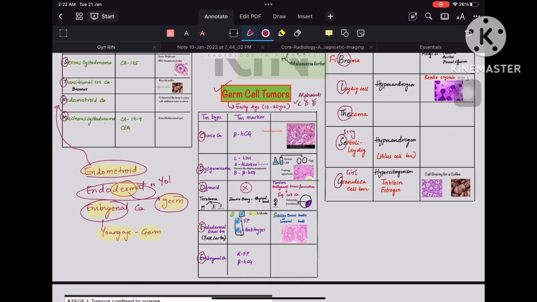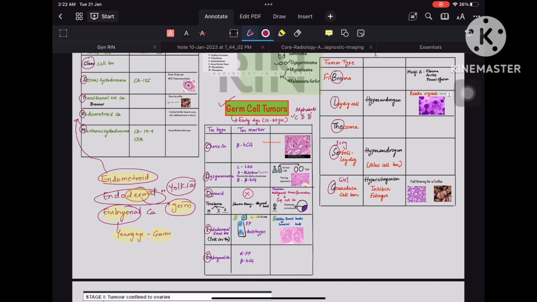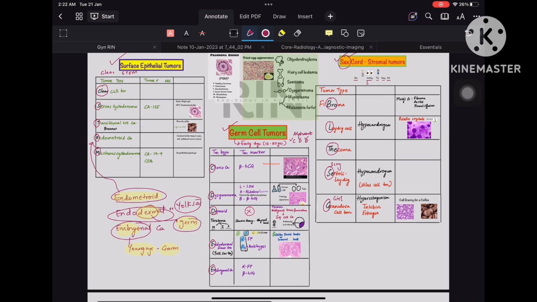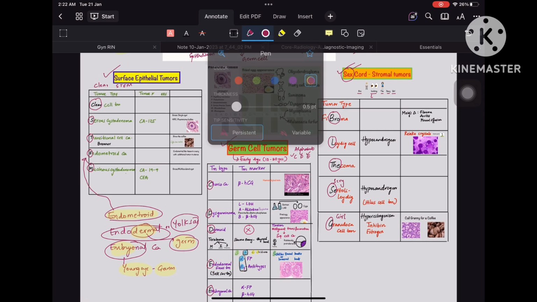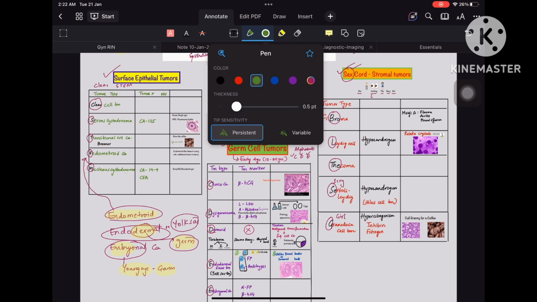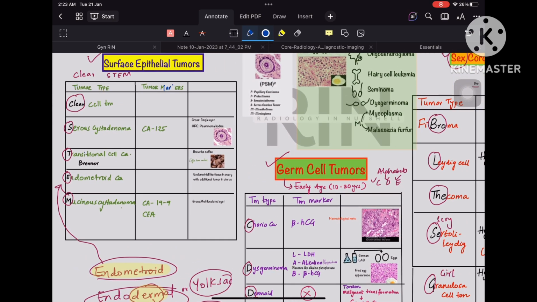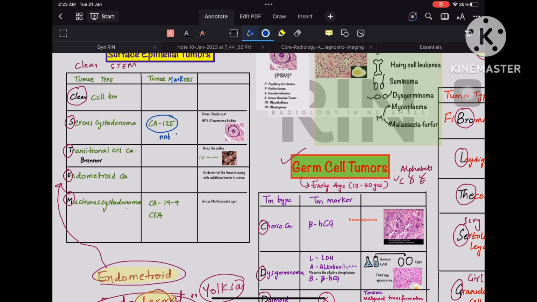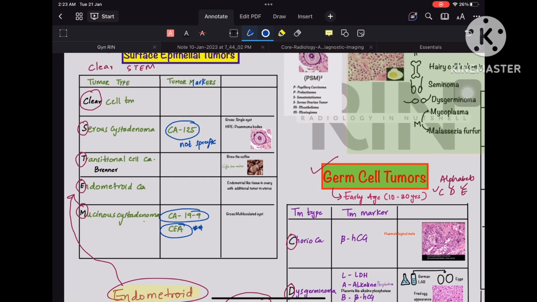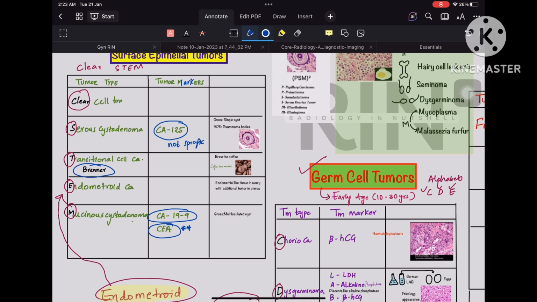Now let us learn about the tumor markers of different ovarian tumors, which are quite important. The first one is serous cystadenoma. CA125 is the tumor marker for serous cystadenoma. But CA125 is not specific for serous cystadenoma because it is usually raised in different kinds of ovarian tumors, so it is not of much significance. Whereas in mucinous cystadenoma, CA19-9 is elevated, and carcinoembryonic antigen, CEA, is elevated in mucinous cystadenoma. This is an important point.